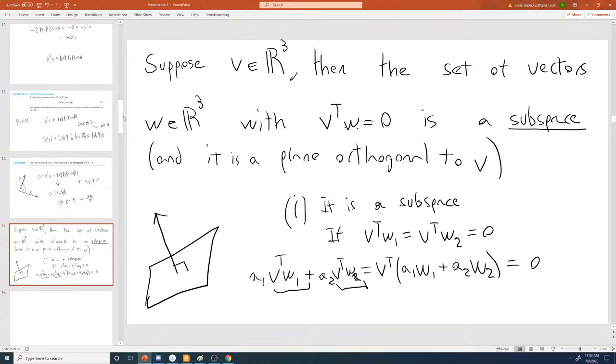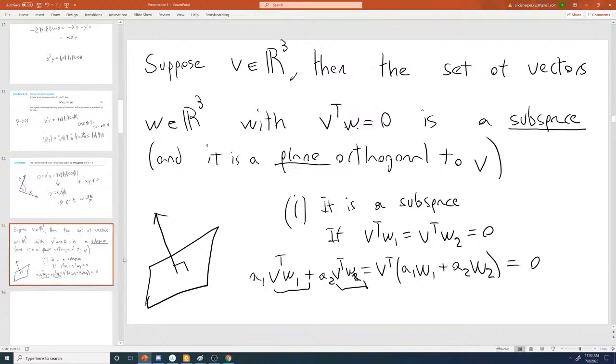Second, it's a plane because it's spanned by two vectors, in this case, W1 and W2. And it's orthogonal because every linear combination of W1 and W2 is orthogonal to the vector V.